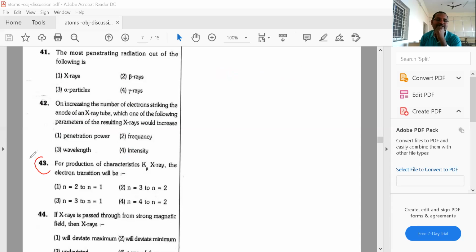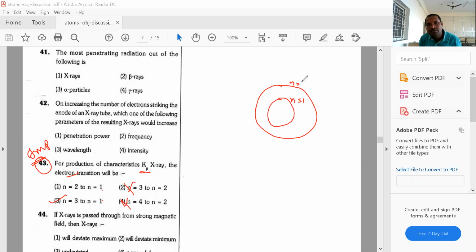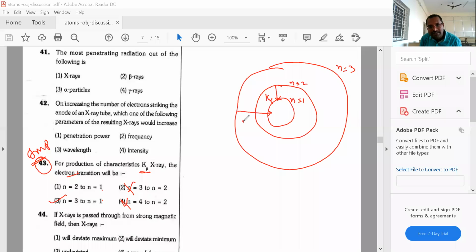Next, 43, an important pointer. For production of characteristic K beta X-ray, the electron transition is for the K beta line. K means it should come to n equal to 1. So this is wrong, this is wrong, and n equal to 3 to 1 it should be. n equal to 1, n equal to 2, n equal to 3. From here to here it is K alpha. From here to here it is called K beta. Means 3 to 1 it should be. Important. You can remember this type of short points.